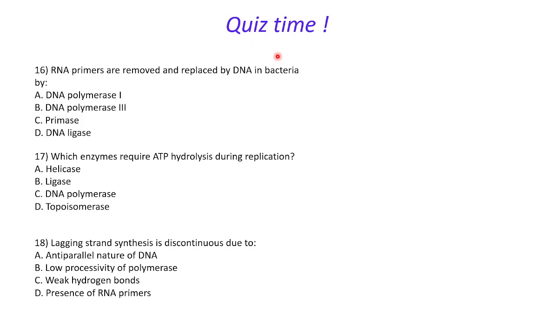Now the next one is lagging strand synthesis is discontinuous due to antiparallel nature of DNA, low processivity of polymerase, weak hydrogen bonds, presence of RNA primers. A, yes, because of the antiparallel nature of the DNA and DNA polymerase not being able to synthesize in the 3' to 5' direction.